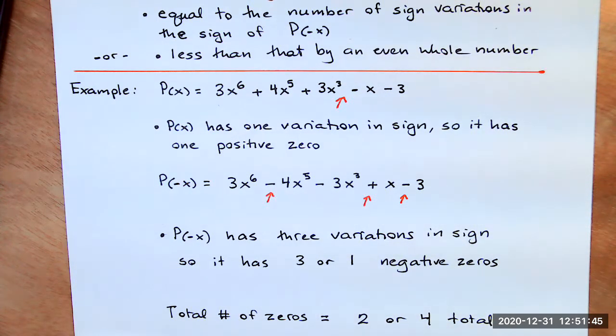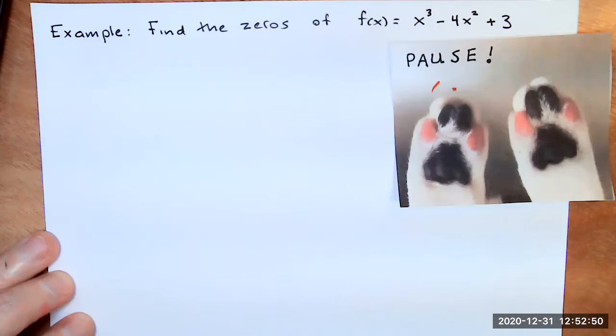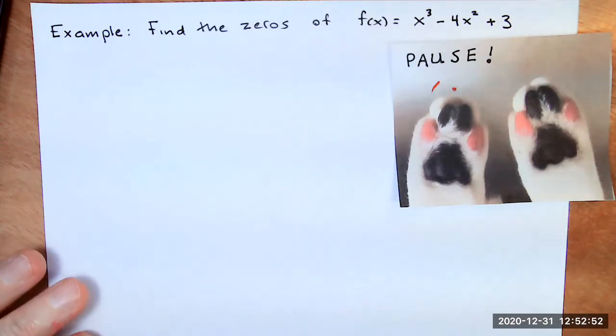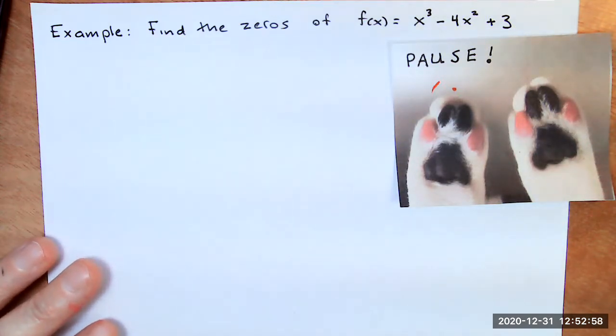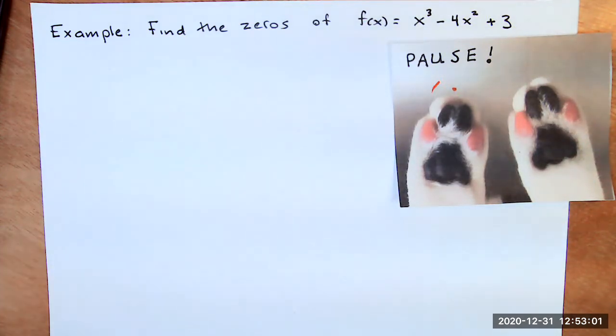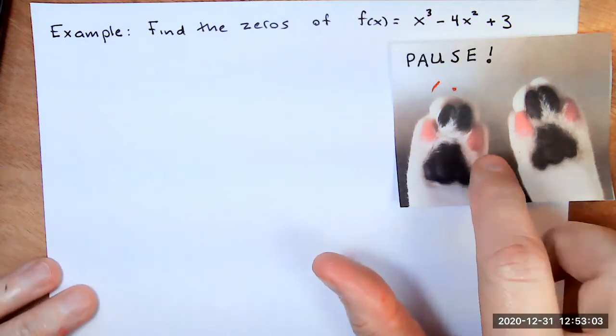All right, that might seem a little overwhelming. Let's do some examples and we'll see that it's not that bad. All right, so can you find the zeros of this polynomial, x cubed minus 4x squared plus 3? And if you're already feeling ready, I would hit the pause button and try it.